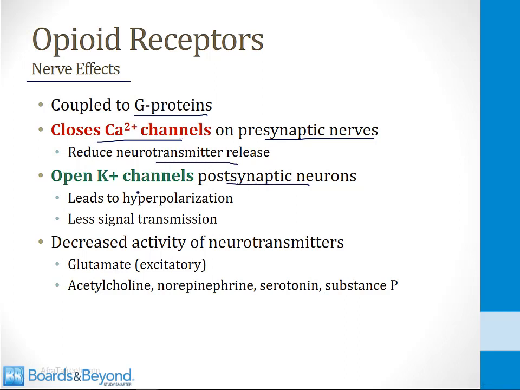On the postsynaptic neuron, they open potassium channels. This leads to hyperpolarization and makes it harder for signals to be transmitted. So via these effects, there's decreased activity of neurotransmitters in the nervous system when opioid receptors are activated. In particular, glutamate, an excitatory neurotransmitter, activity is reduced. There's also evidence of less release of neurotransmitters like acetylcholine, norepinephrine, serotonin, and substance P.